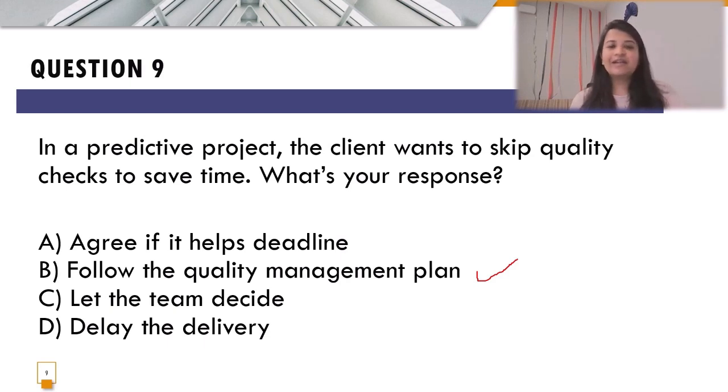is like following the shortest path, but it might have different obstacles on it. Or even if you allow the team to decide, then there won't be any need to have you as a project manager on the team. So definitely a big no to option C. And option D is delay the delivery. Now, if skipping the quality checks is meant to save time, you definitely cannot delay the delivery. So the correct answer over here has to be follow the quality management plan.